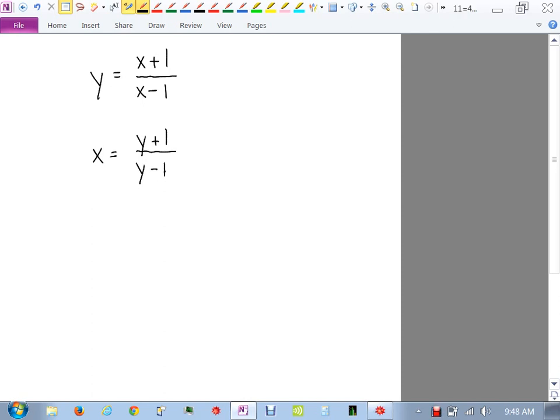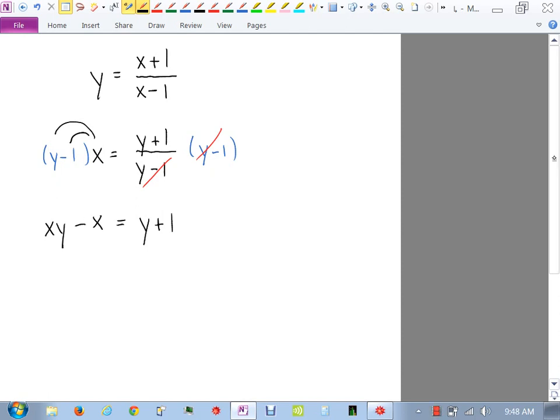Now solve for y. So how would you solve for y here? Multiply both sides by y minus 1 here on this side, y minus 1 here. Now, these cancel on the right side, which leaves me with y plus 1. On the right side, I distribute my x through. So I get xy minus x.